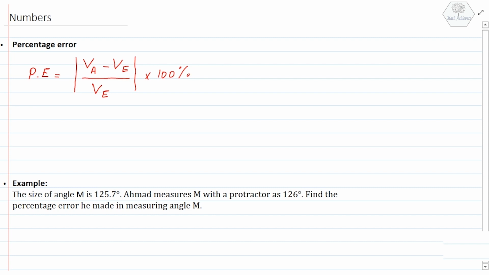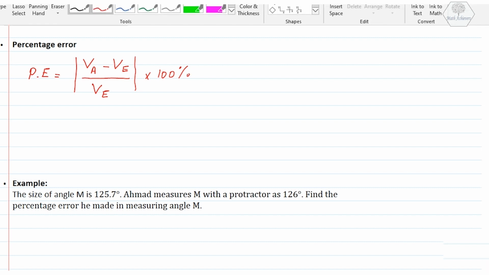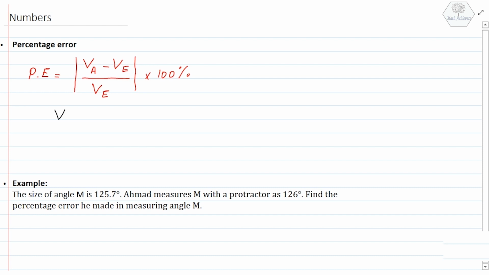where, to make it clear, VA is the approximate value and VE is the exact value.